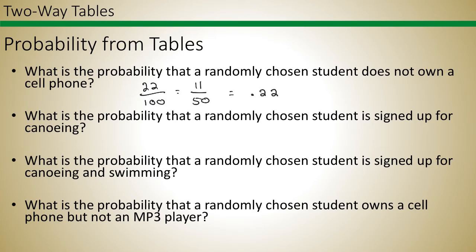Okay, so in that second table, it says that 62 students signed up for canoeing, and there are 150 total students. And we can simplify this. If I divide both of those numbers by 2, I get 31 over 75. We can also put this as a decimal. 31 over 75 is going to be 0.4133.